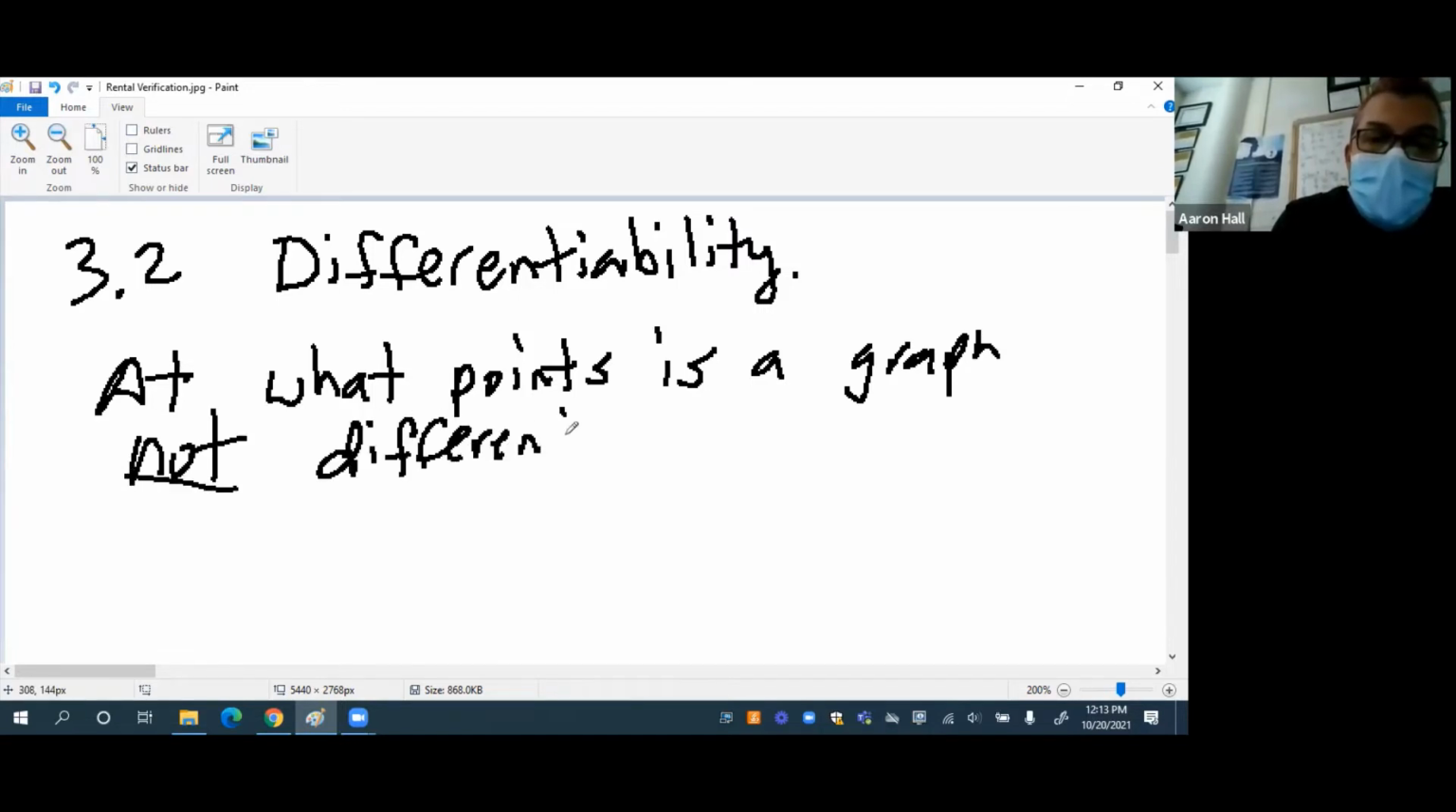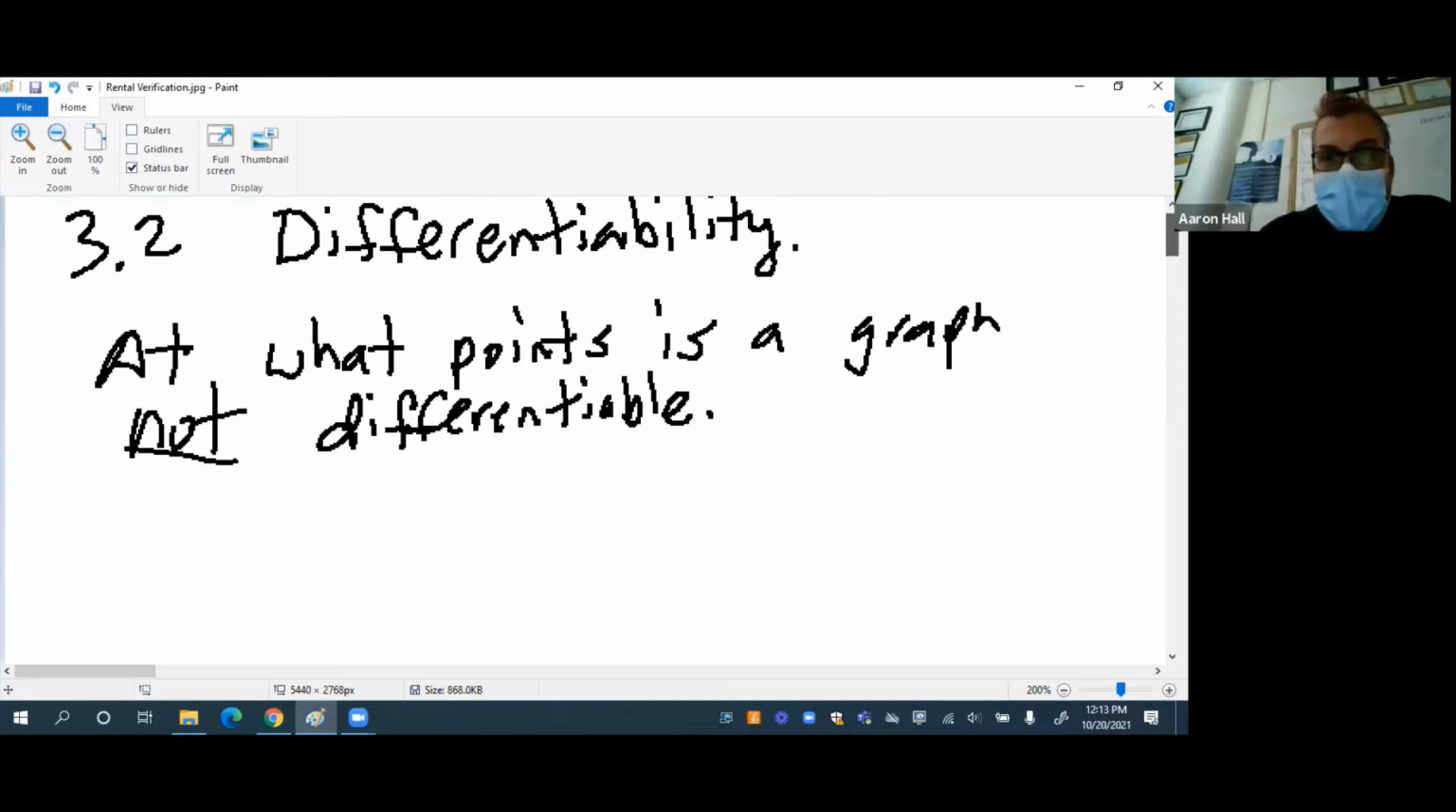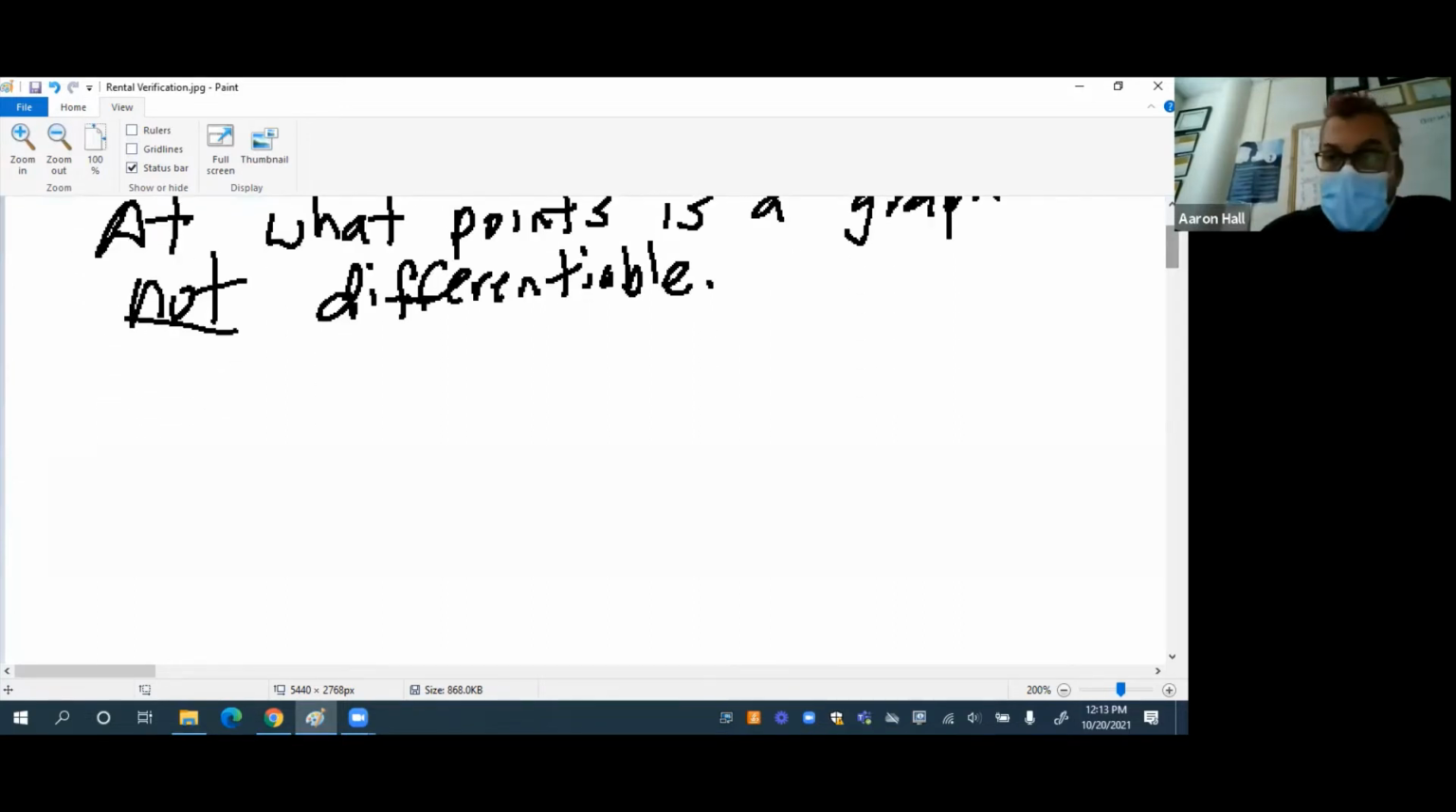You can differentiate. Yes. Well, what does differentiate mean? Okay, to take the derivative, yes. So the question is, where can we not take the derivative? At what points can we not take the derivative? Does anybody remember? There are 4 of them. What was one of them?